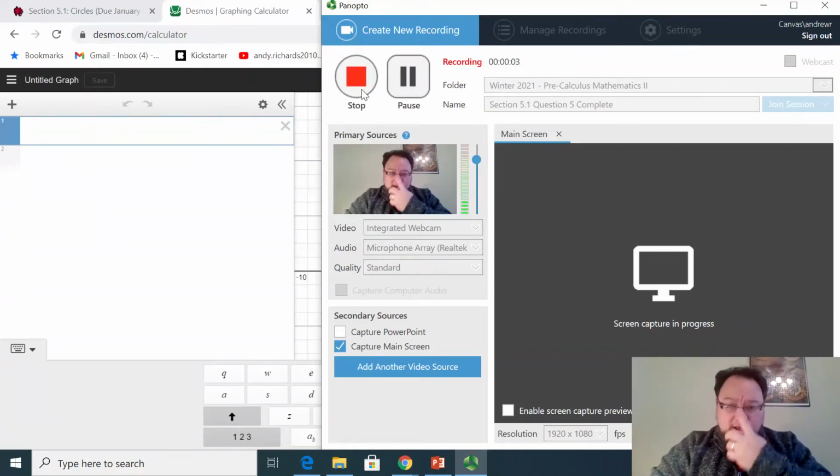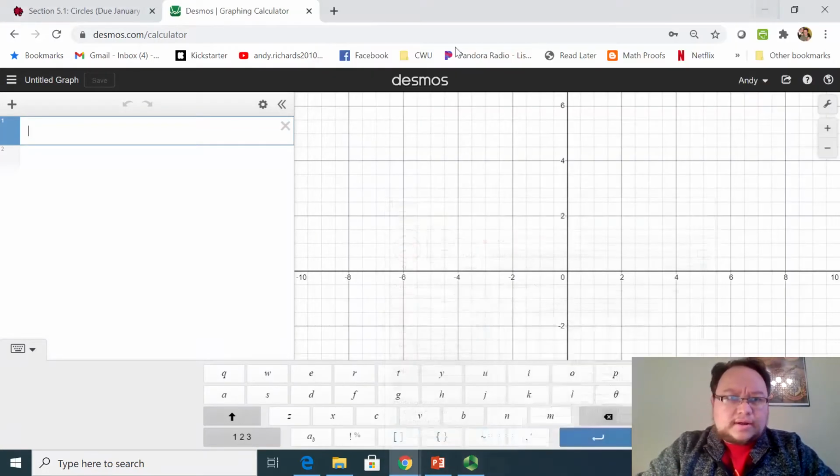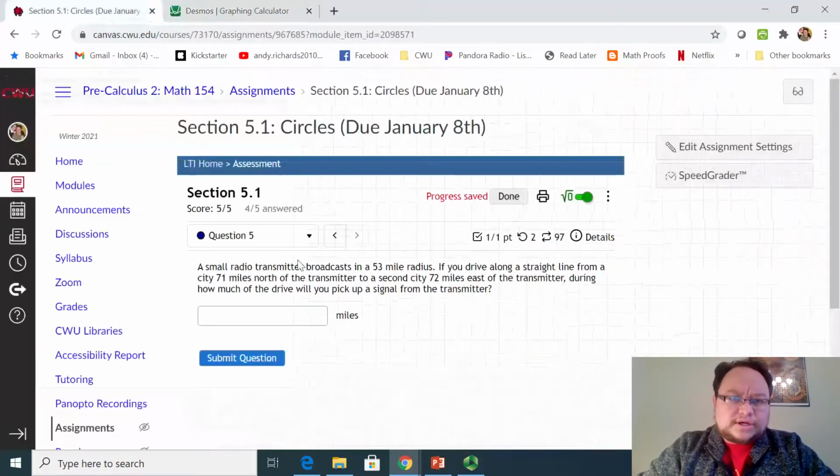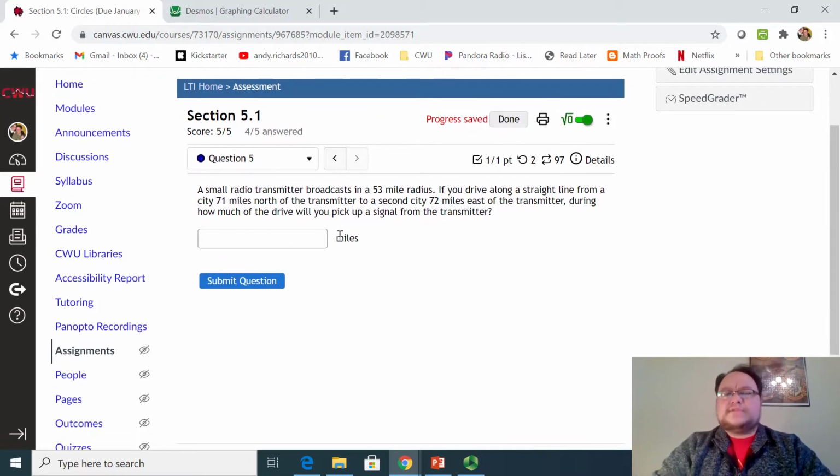Hello everyone. I have had a couple of requests to go over one of the questions in this week's homework. I've gone ahead and reset it here. It is question 5 from week 1's assignment, section 5.1, which is due today. So this is a fairly challenging question.